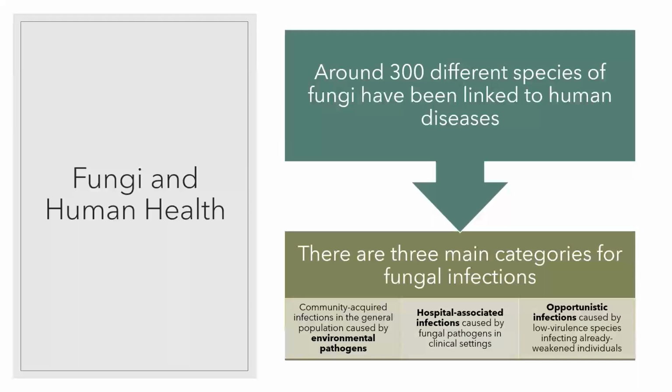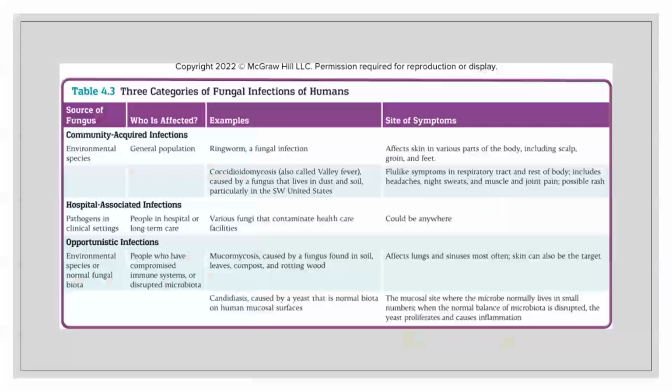Opportunistic infections are fungal infections that are caused by species that only affect weakened individuals. So these infections typically would not hurt a healthy individual, but they will prey on people that maybe are sick from something else already, whether it's an autoimmune disease, or maybe they already have some sort of respiratory disease that they're being treated for, and then they'll get this fungal infection on top of it. Okay, so some examples here.